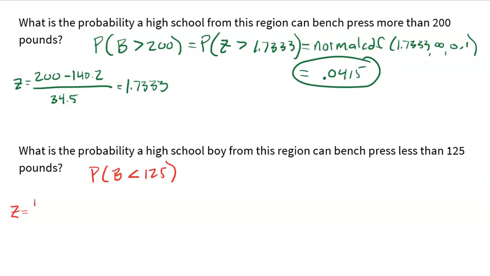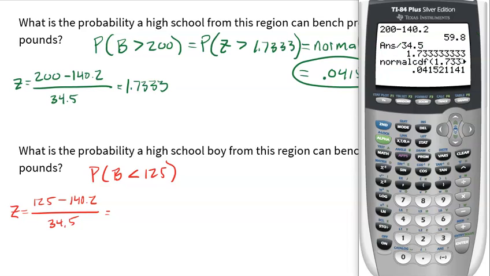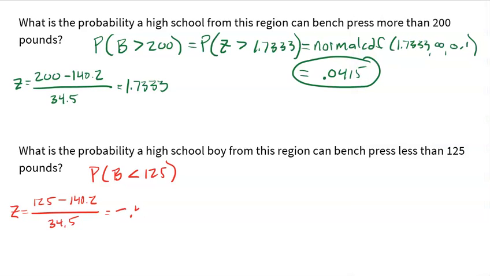Z-score is going to be 125 minus 140.2 divided by 34.5. And if you're bored with this, you could always pause, do the work, and then fast forward and check your answer if you want, if you think that you already know how to do all this. All right, divided by 34.5. I get a z-score of negative 0.4406. Notice I'm always around the 4 decimals for accuracy.